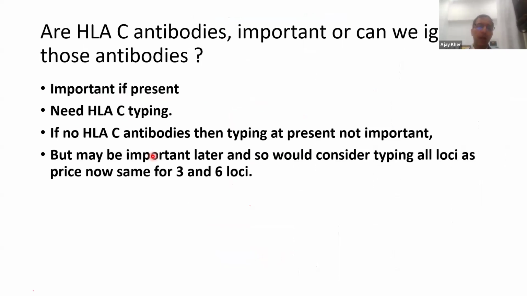So are HLA-C antibodies important, or can we ignore them? If there are anti-HLA antibodies against C, these are important and have been shown to cause rejection by themselves, without any A or B antibody as well. So you would need HLA-C typing to be able to answer the question whether those C antibodies that you see on a single antigen bead are against the donor or not.